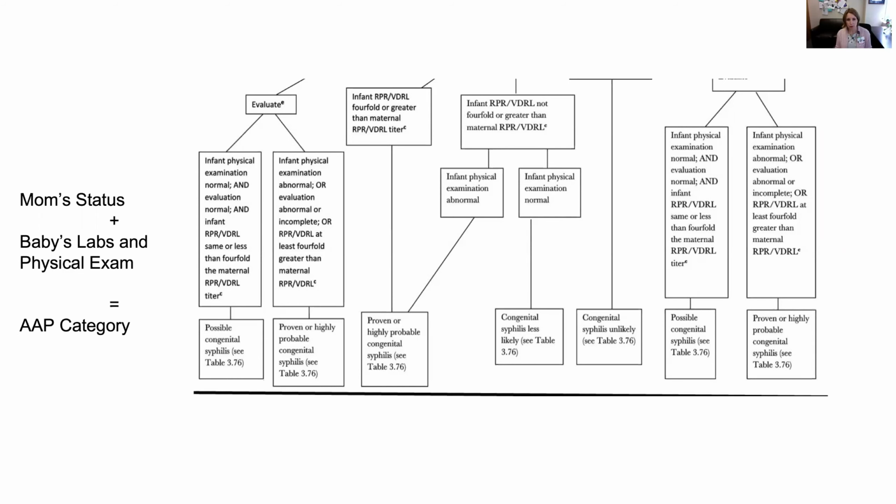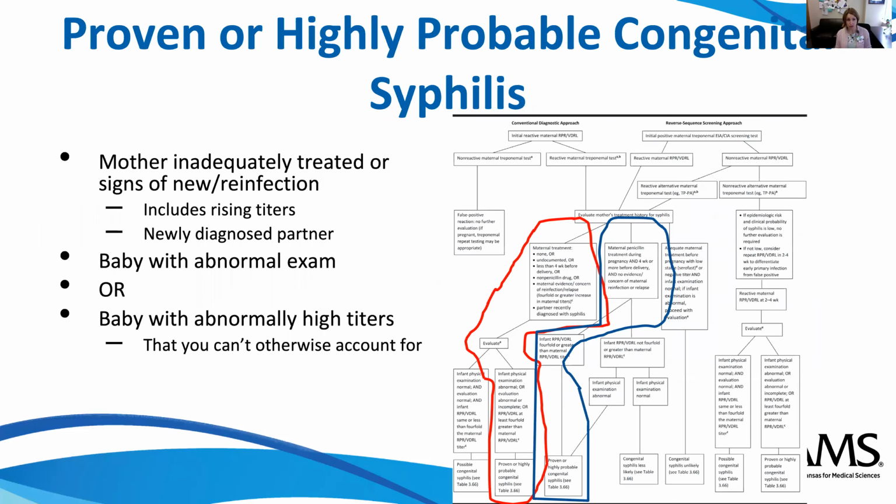We'll go through an example. Proven or highly probable congenital syphilis means that the mother was inadequately treated or had signs of new infection or reinfection, including rising titers or a newly diagnosed partner. The baby has an abnormal exam or abnormally high titers that you can't otherwise account for, like they're higher than mom's. Then you're in the proven or highly probable congenital syphilis group.